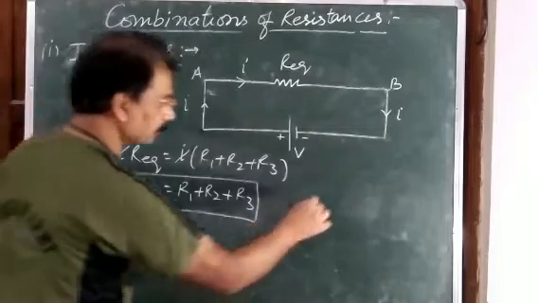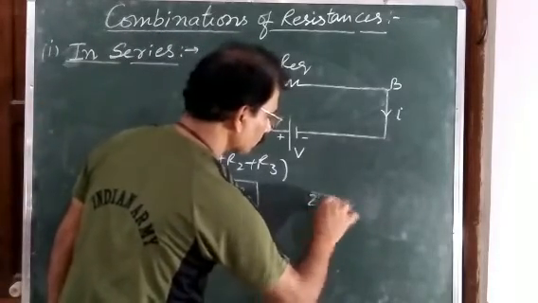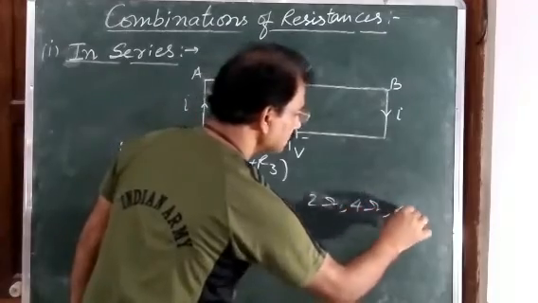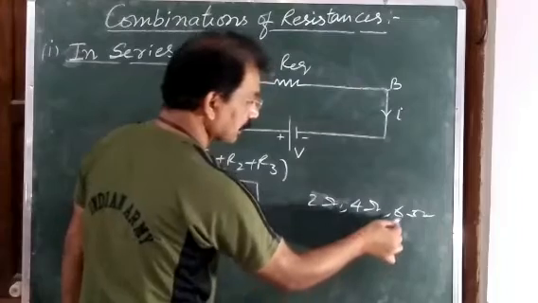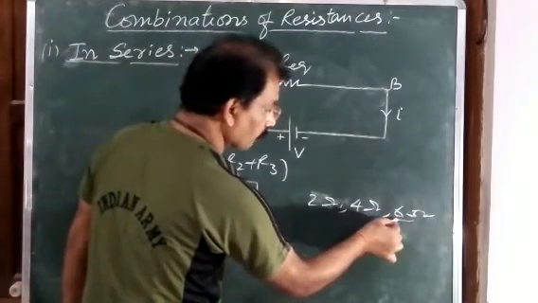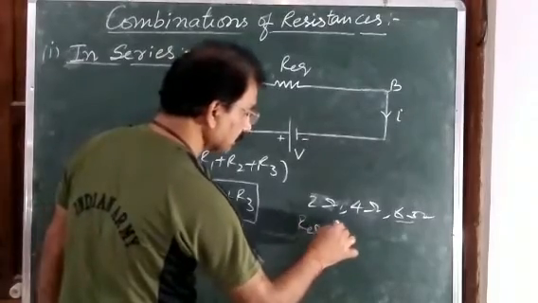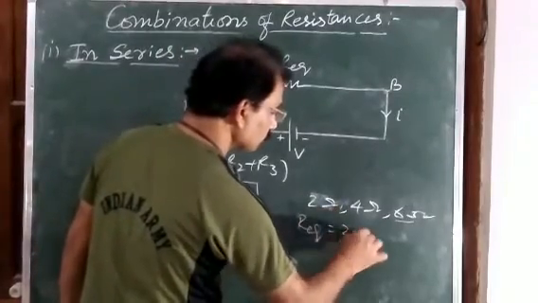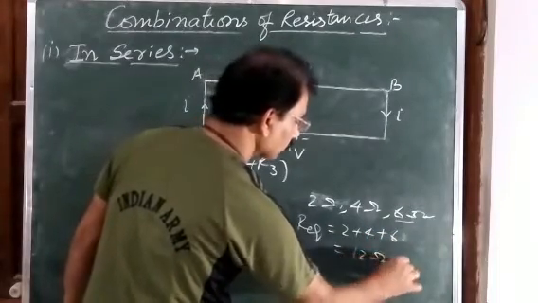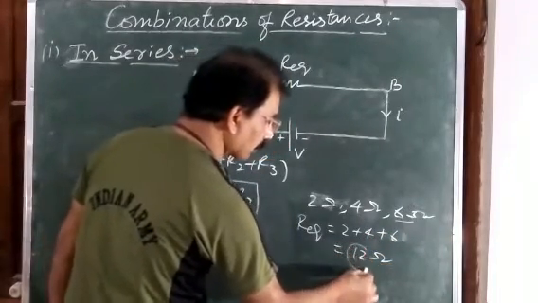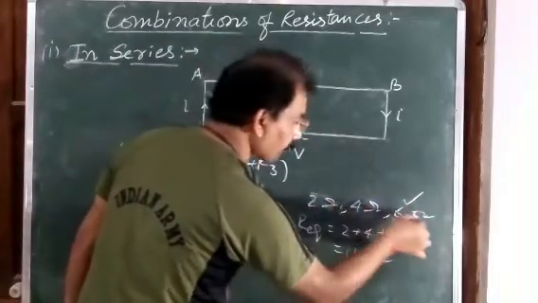Suppose 2 ohm, 4 ohm, 6 ohm. Suppose these three resistors are joined in series. So here the greatest resistance is 6 ohm. When you calculate their equivalent in series combination, it comes 2 plus 4 plus 6, and this comes to 12 ohm. So this 12 ohm is greater than the greatest resistance in this combination.